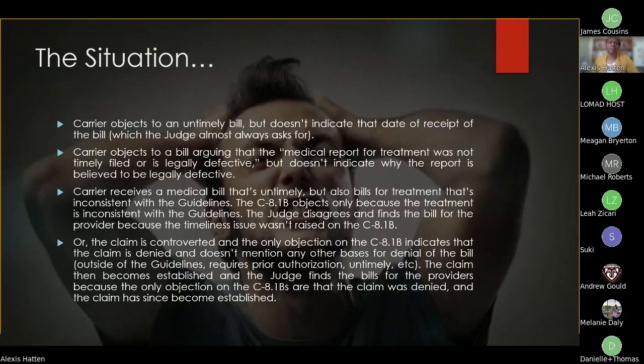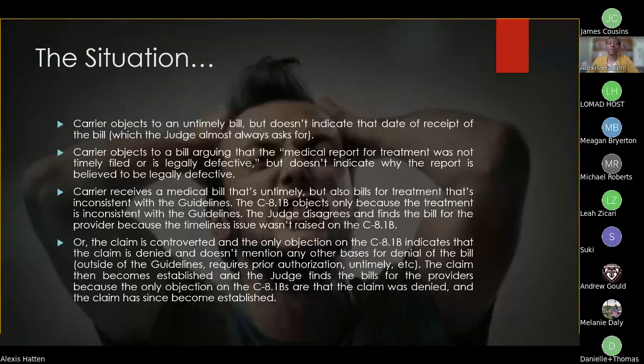Or if the claim is controverted, this is a big one. If the claim is controverted and the only objection indicates that the claim is denied, but doesn't mention any other bases for objecting to the bill, if the claim later gets established, those bills are going to be found in favor of the provider, despite the fact that they may be untimely or outside of the guidelines. You have to put every basis that could apply all on the C8.1b. All those check boxes, you can check multiple ones off.